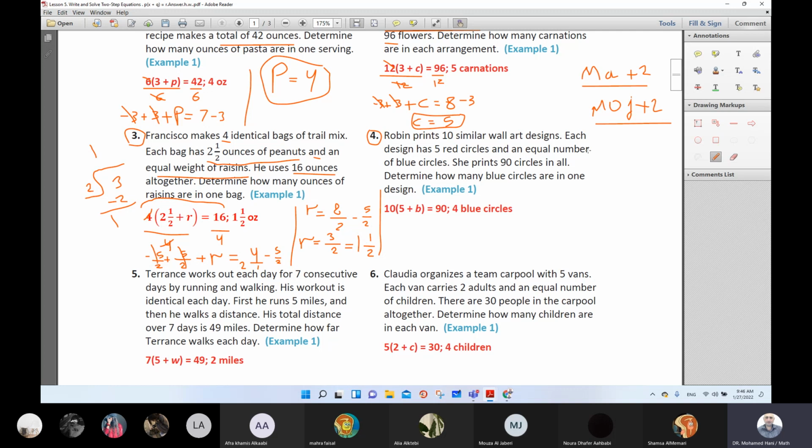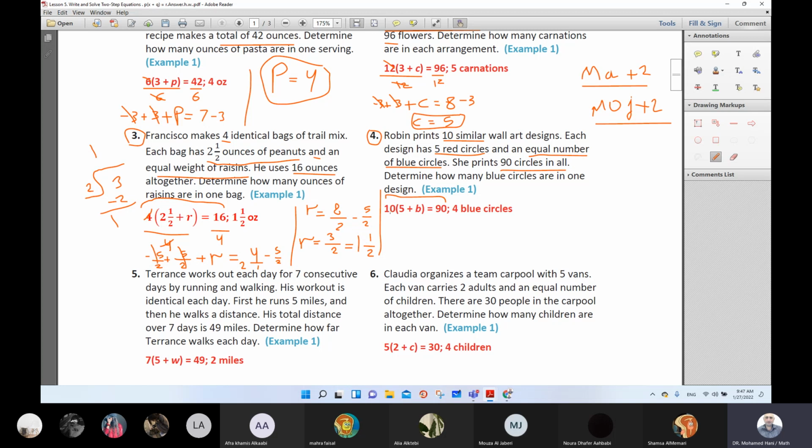Thank you, Moza. Great work. As you see here, we have 10 similar wall art designs. So write here 10, then open parenthesis. As you see, we have 5 red circles, so write here 5, and means plus an equal number of blue circles. We don't know the amount, so represent it with a variable, for example b, equal the total, 90 circles in all. So this is the equation.